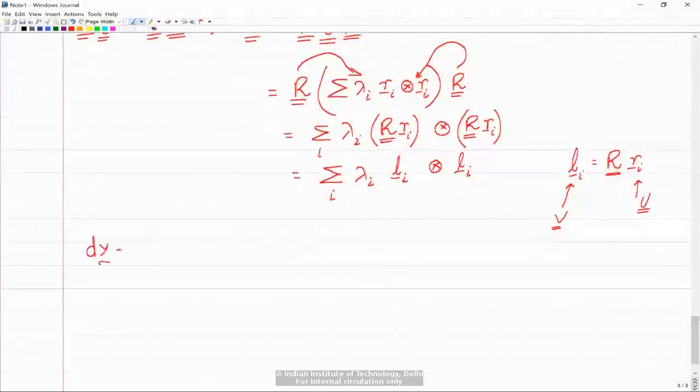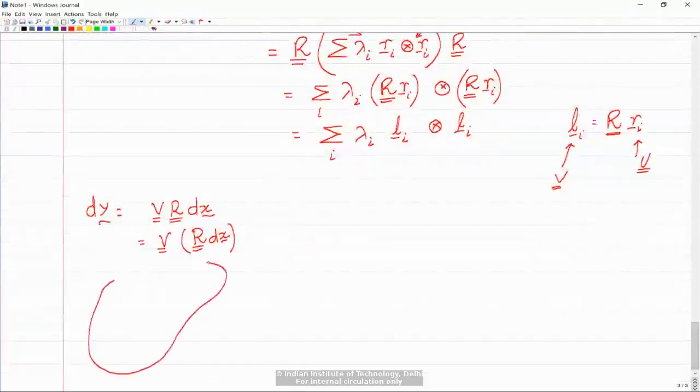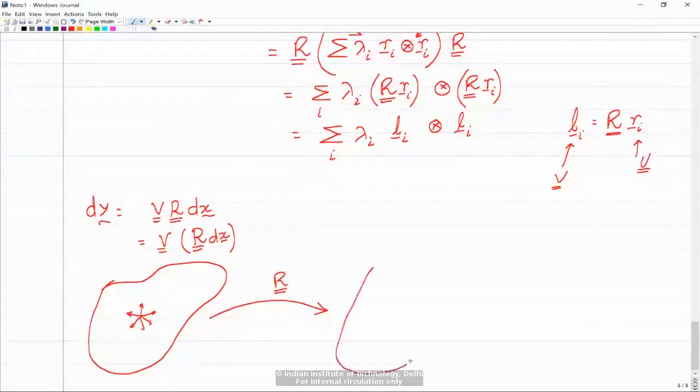we all know that dy is equal to V into R into dx. So it is like V into R dx. What this tells us is that you have this body, and locally you have infinitesimal line elements dx. You first have to rotate these local line elements through big R. So it's a simple local rotation of those line elements without introducing any change in length or change in angle.